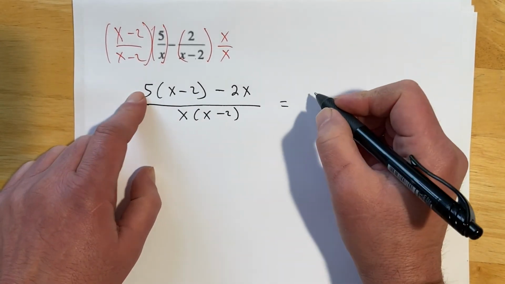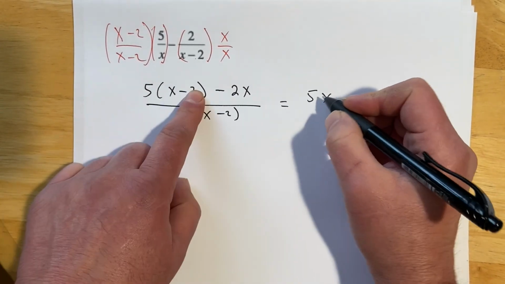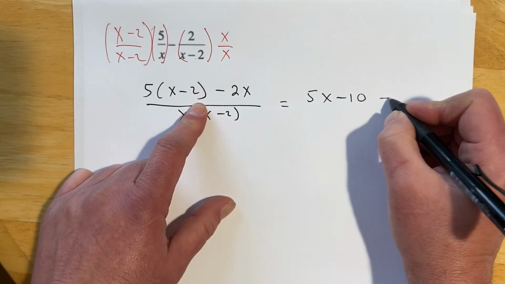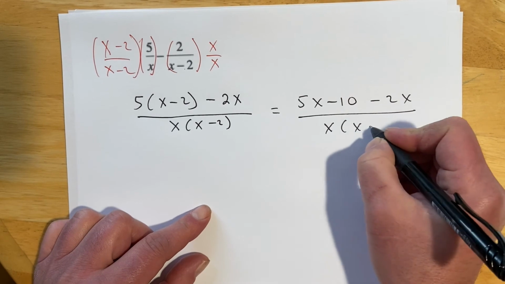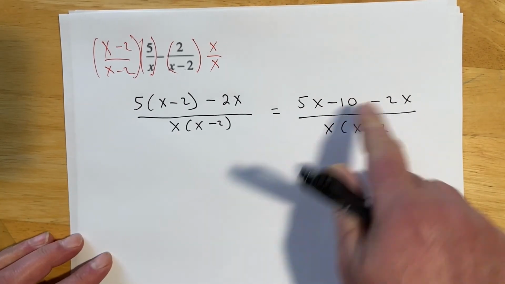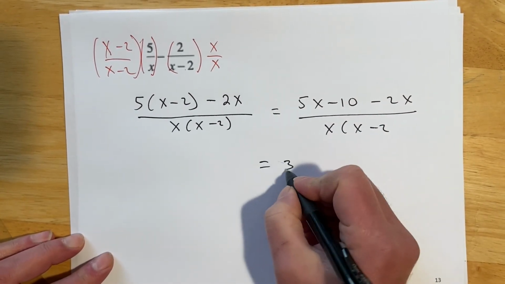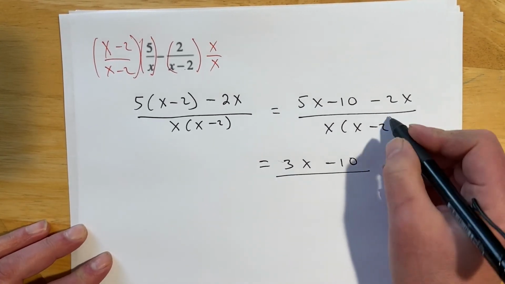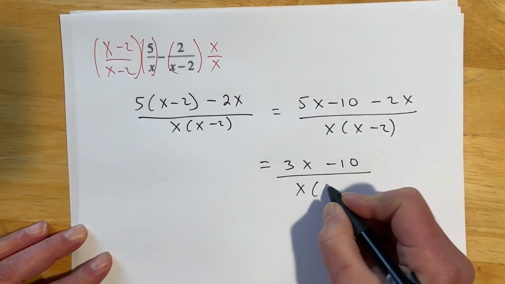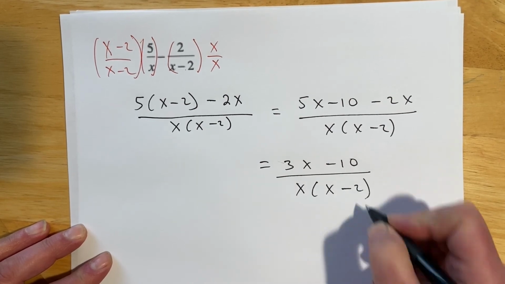So instead, we'll distribute 5x. 5 times 2 will make a minus 10, minus 2x over x times x minus 2. Then 5x minus 2x gets us to 3x minus 10. Notice there's no common factor there, so I'm not going to be able to reduce.